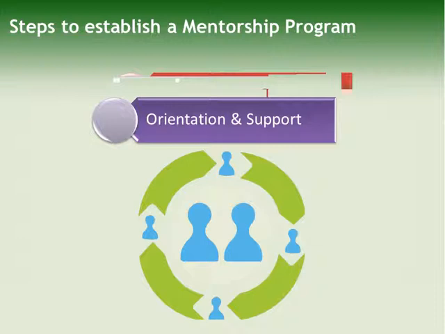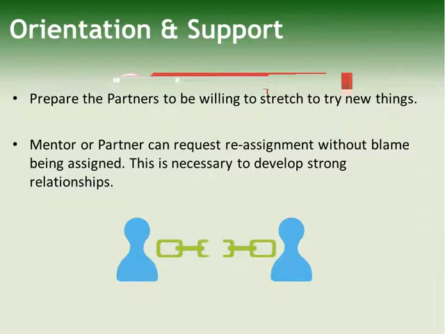Orientation and support. This is key to the mentor-partner relationship. Prepare the partners to be willing to stretch, to try new things, and to take a few risks. This is the best way to grow, develop, and achieve higher levels of performance. It's also important to establish that the mentor or partner can request reassignment without blame being an issue. This step is necessary to develop strong relationships.